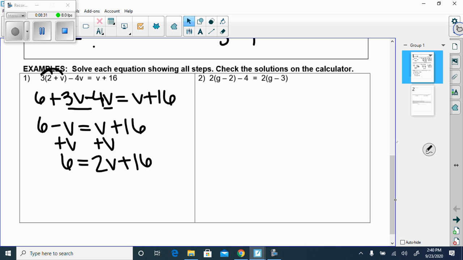All right. Then I've got to move the 16 to the other side. Now you subtract. Negative 10. So I've got negative 10 equals 2v. You divide by 2, it's negative 5. Good.